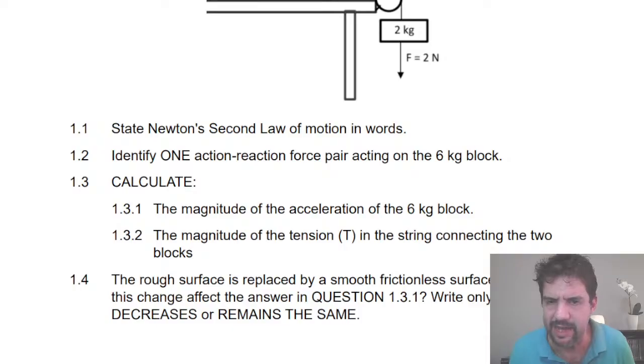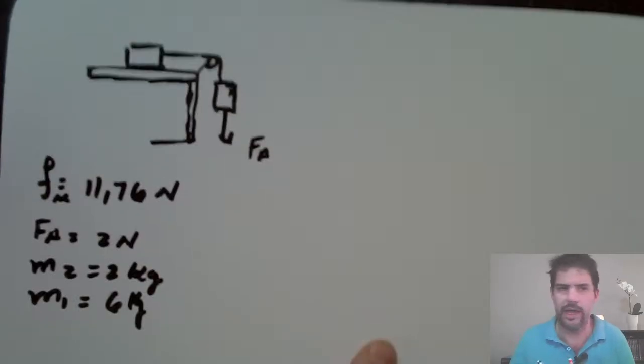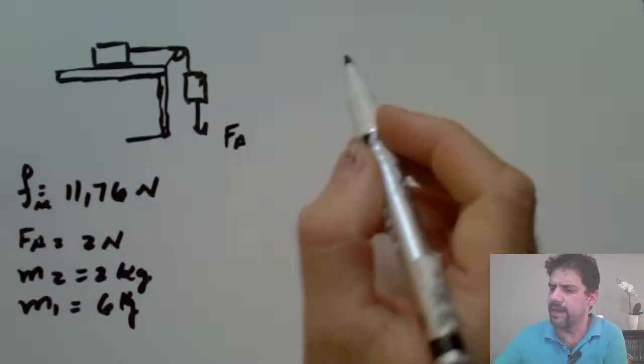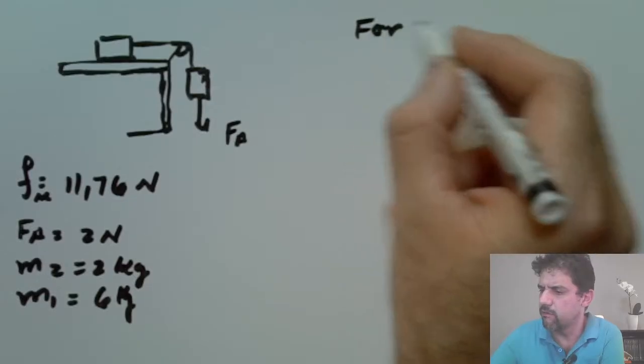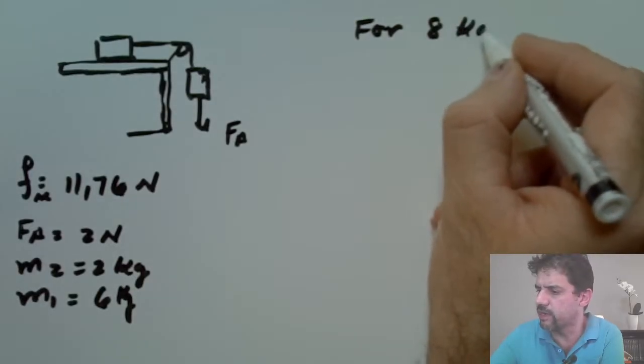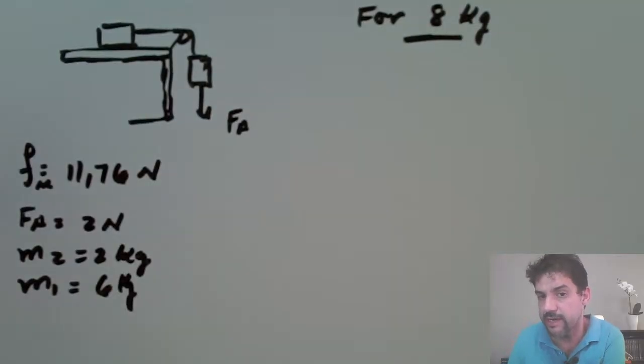Let's analyze, and there is an important thing that you need to know. First, an action-reaction pair cannot act on the same object, and that one is a common mistake here. So let me show you how to do this one. I was drawing there and writing the data, but this one is for the 8 kilogram block. I will erase it. This one is to find out the action-reaction pair.